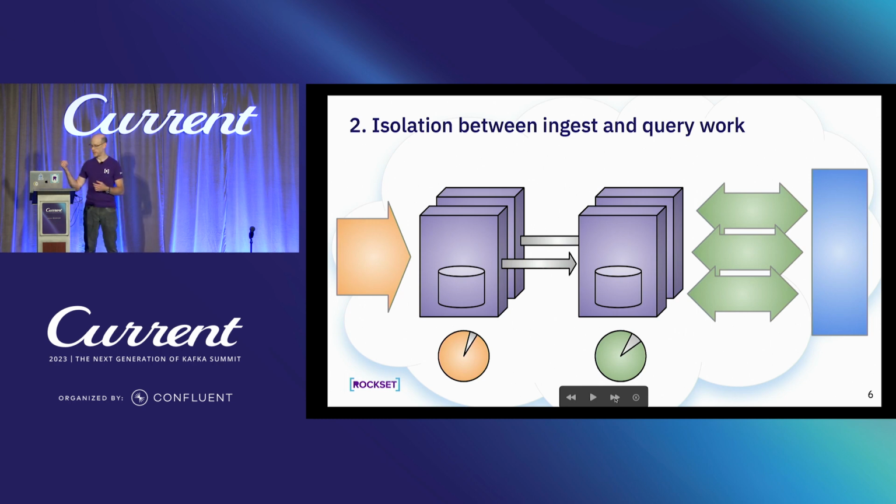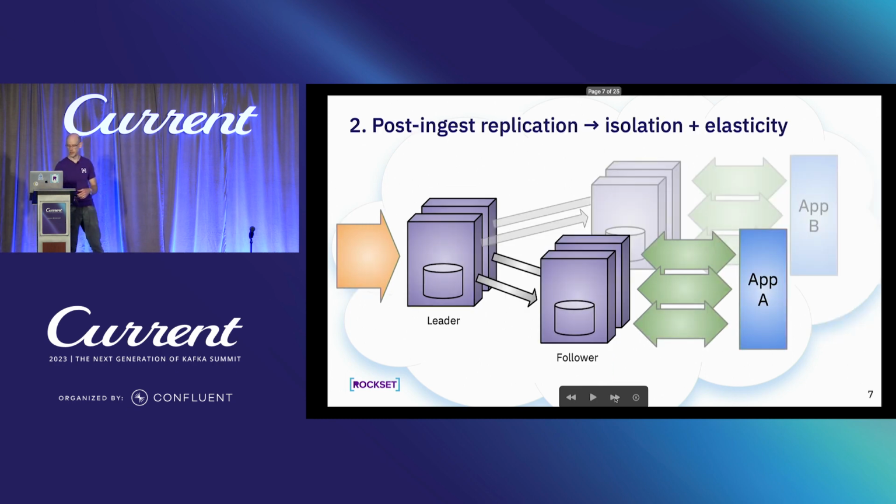So I've illustrated that here with the pie chart. The yellow pie chart on the left side shows that almost all the work is going to the ingest work. And then we get a mostly green pie chart on the right. I'll talk a little bit more about how we actually do this efficient post ingest replication inside Rockset. But if you can figure this out, then this gives you a lot of really nice properties in terms of isolation.